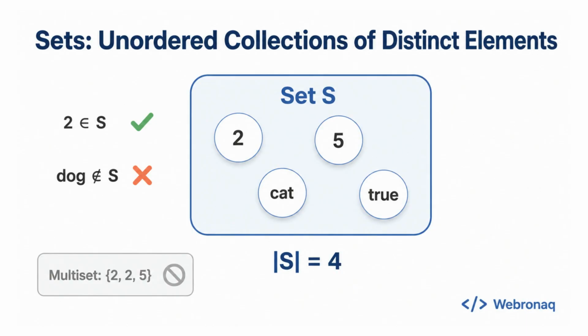The cardinality of a set, written as vertical bars around the name, tells us how many elements it contains. Set S here has a cardinality of 4. An empty set, written as a circle with a slash, contains nothing. Compare that to a multiset, which does allow repeated elements. Sets do not. That distinction matters everywhere in math and programming. Up next, let's look at the two standard ways to write a set down.